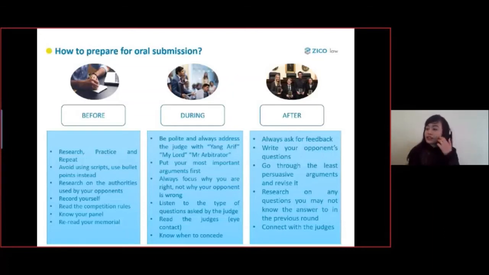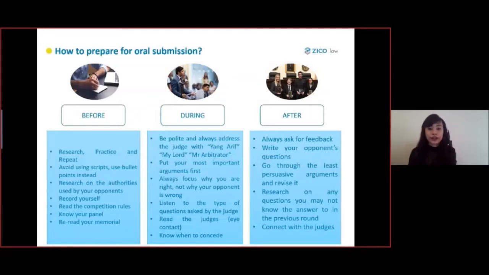Now, last, after oral submission or after every session, what should you do? You should always ask for feedback. I think it's really important to ask for feedback because every judge has their own concerns and every judge comes from different backgrounds. So if you really want to know how to tackle the judge, maybe if the judge is a lawyer from a big firm, then you want to know his standards or his way of thinking. You can only know this once you ask feedback from the judge.